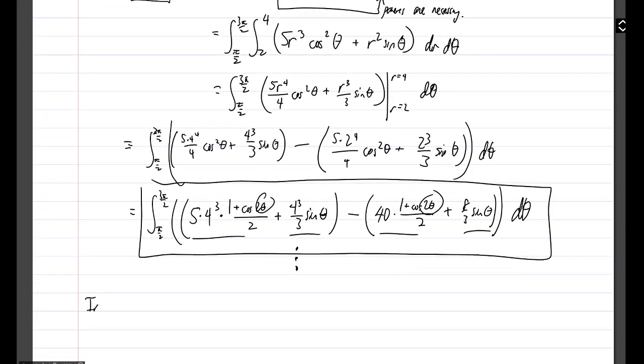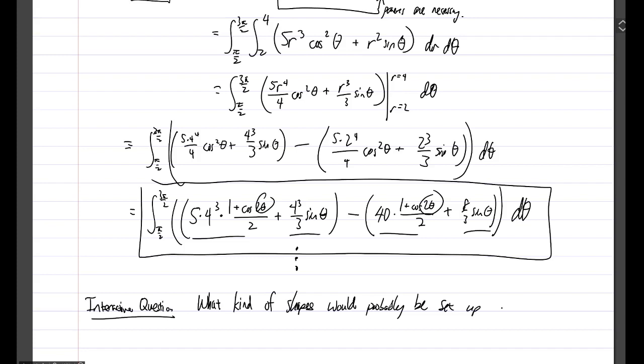Here's the point at which I'd like to ask the interactive question. I know you've only seen one polar integration problem here, but I'd like to ask anyway. I want you to just build a hunch. What kind of shapes would probably be set up in polar integration as opposed to using rectangular integration like we've been doing so far in this chapter?